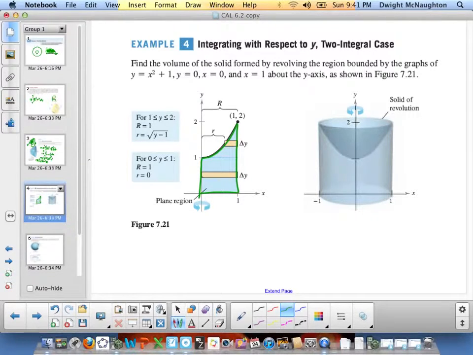So this time, our slices are going to stack up like this. They're going to be on the y-axis. So when we stack along the y-axis, we need to be with respect to y. So that means we need to solve for x. Well, there's really only one equation to solve, so y is our variable. So we'll subtract 1 and take the square root. So x equals the square root of y minus 1.